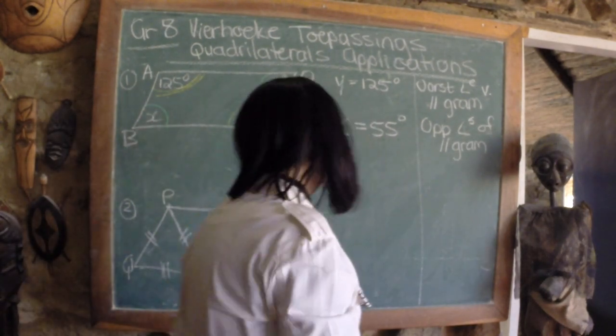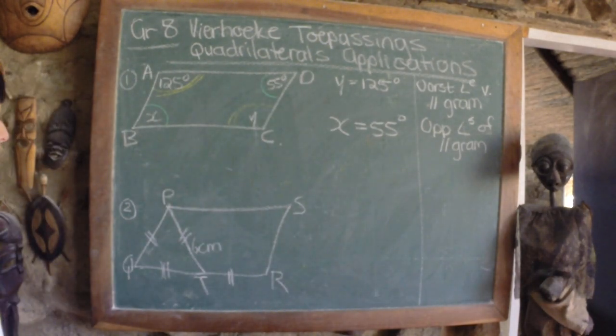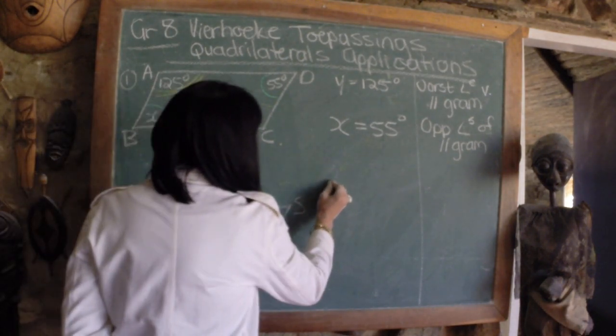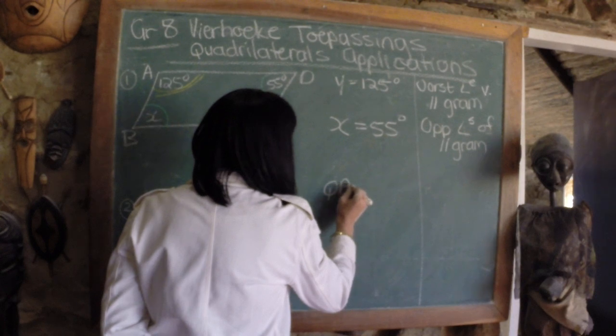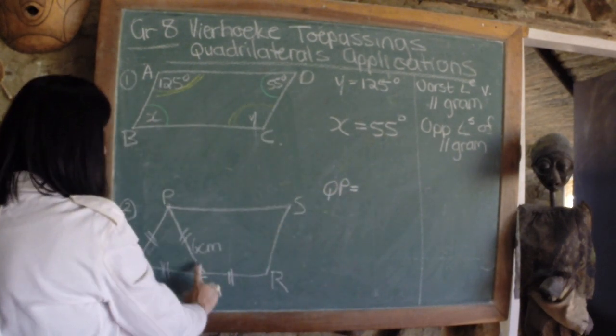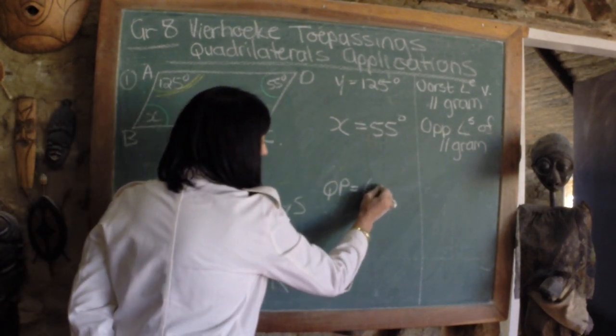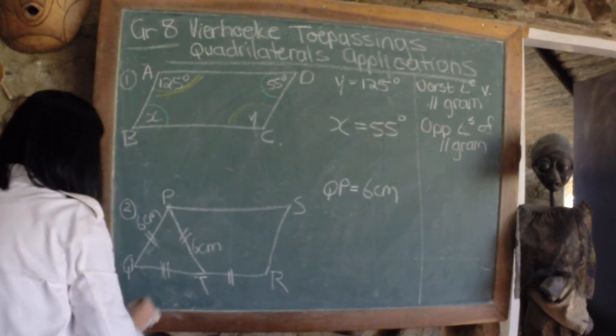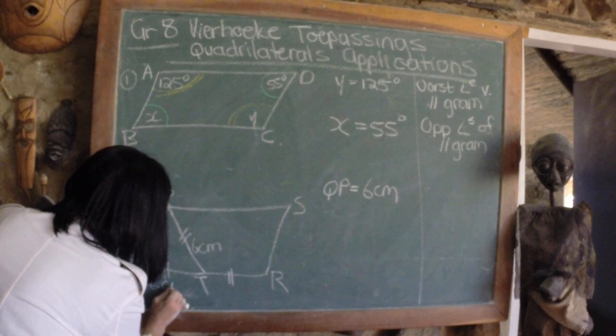The question is, determine the length of the sides of parallelogram PQRS. So let's start with QP. QP, we know, equals 6 centimeters. That equals 6, that equals 6, and you can write it in because it's mos given.